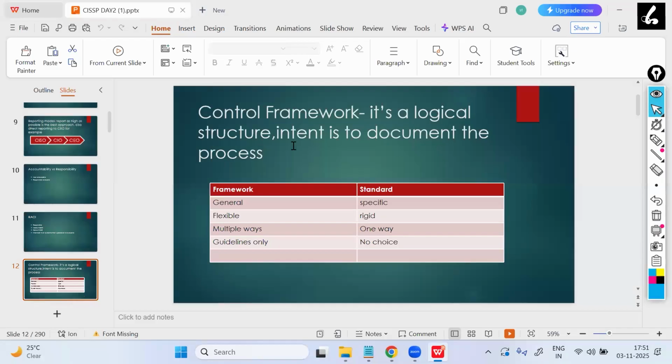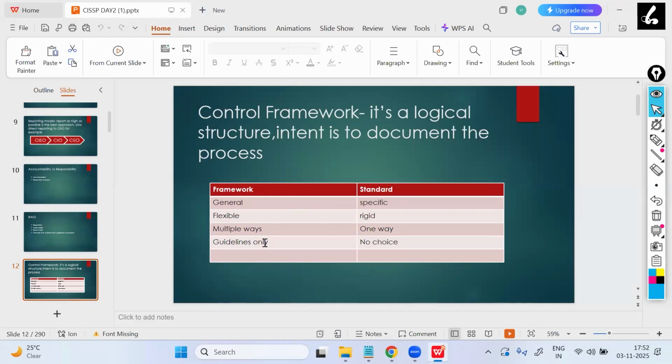It is a logical structure. The intent for this control framework is to document the process. Whatever we are going to do, we are going to document that particular process. Frameworks are general, flexible. There can be multiple ways. We can have multiple frameworks, and they are guidelines. This is what you can do.